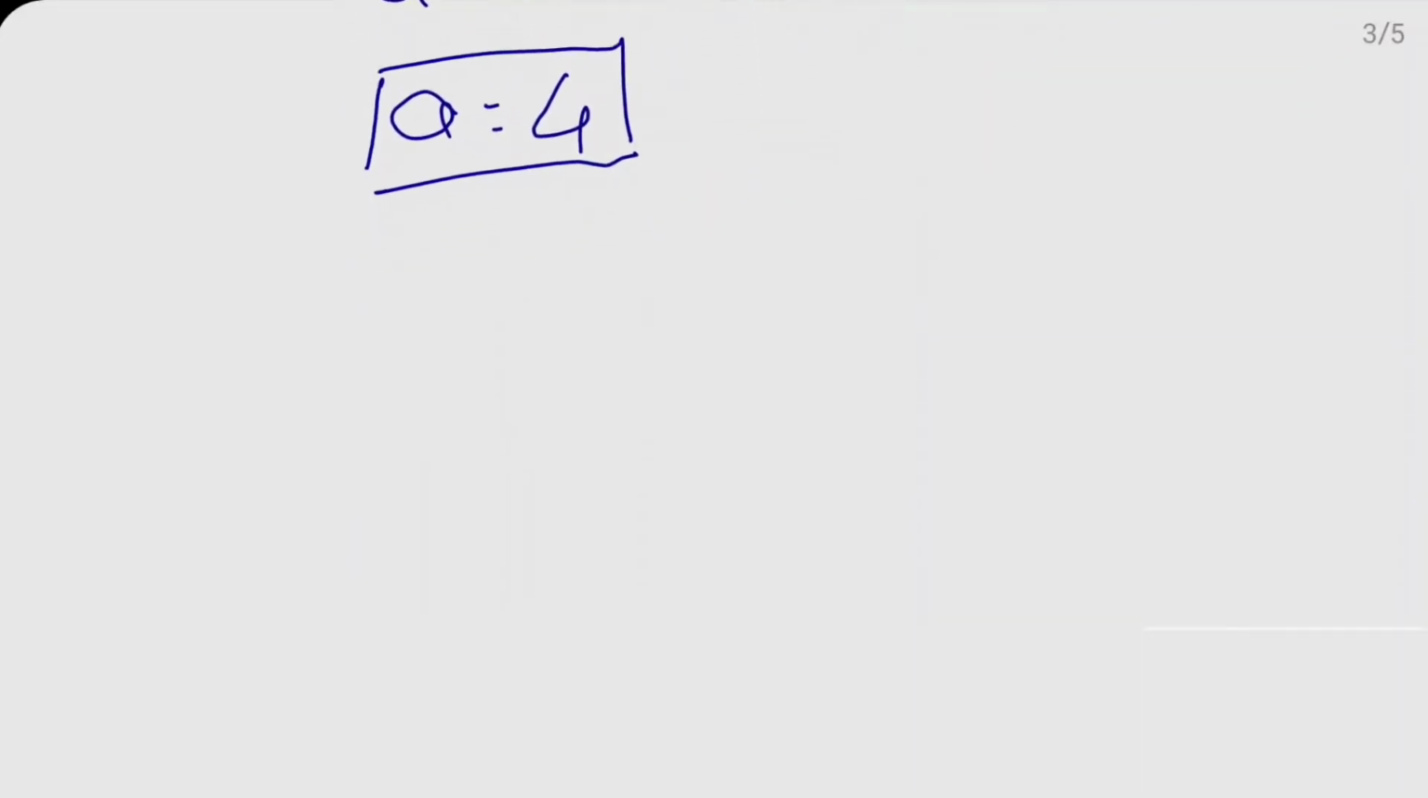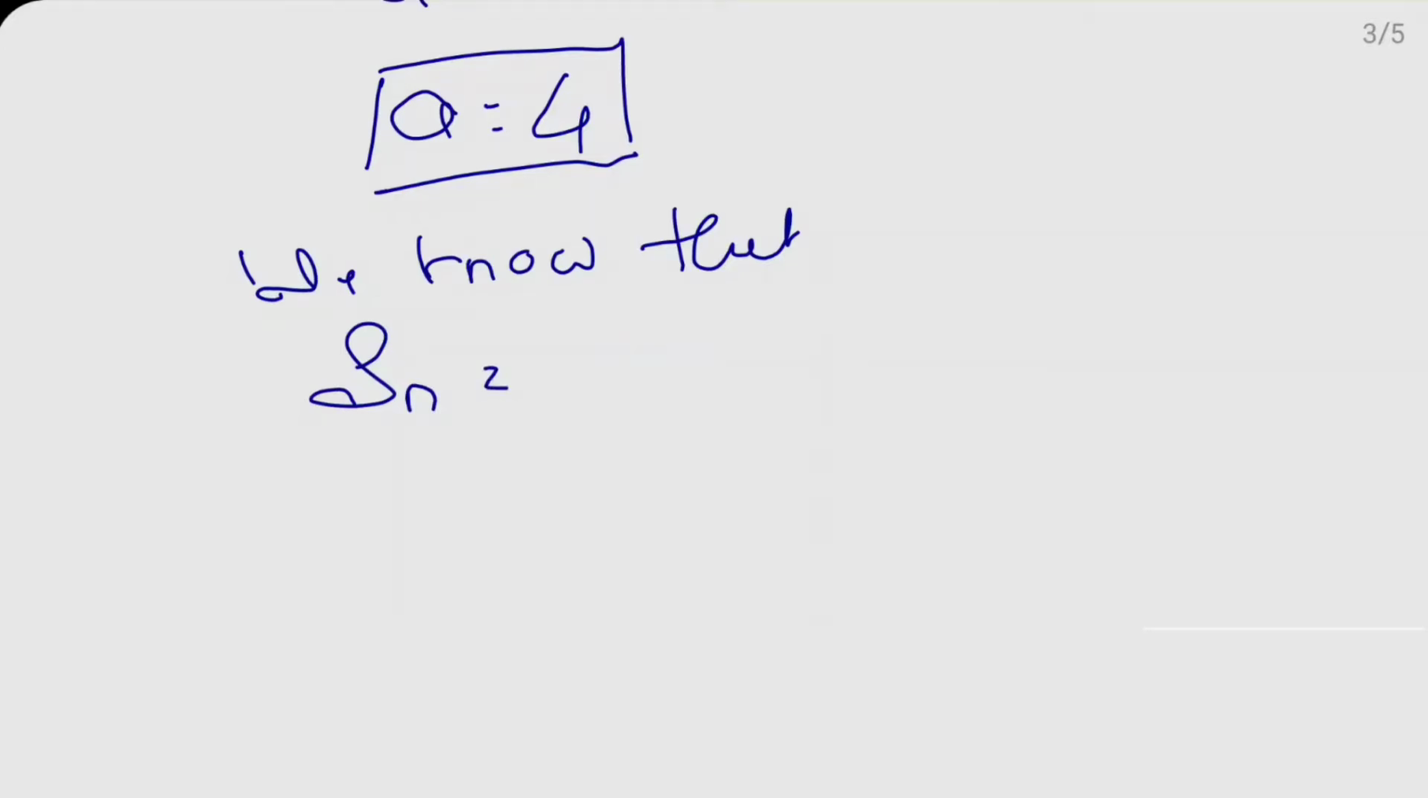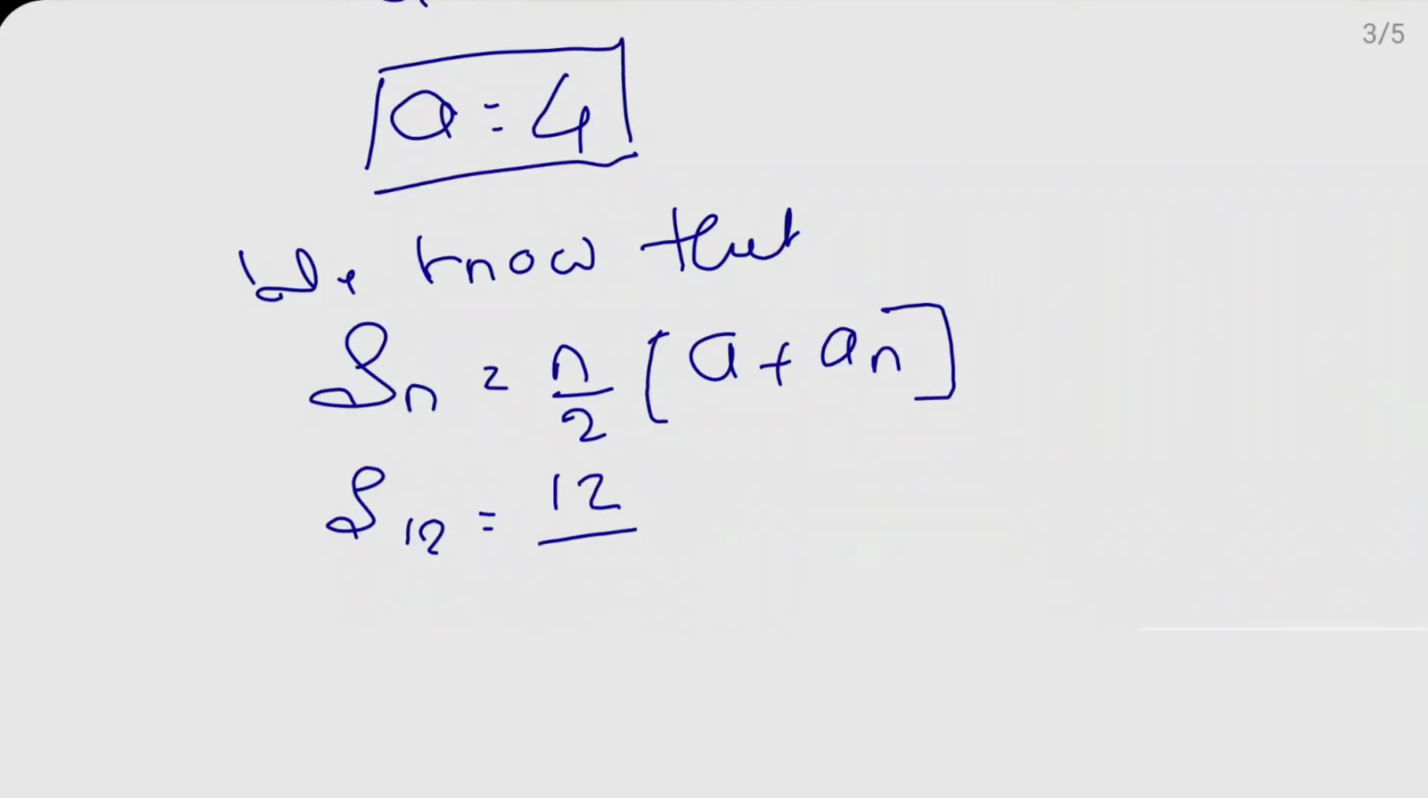So now we know that Sn equals n by 2 into A plus An. A plus An or A plus L, both are the same here, right? Here we want S12. So S12 equals 12 divided by 2, n is replaced by 12, and A plus A12, right?